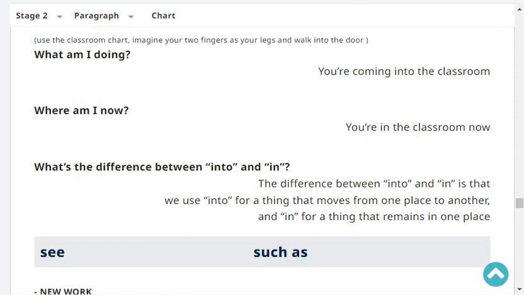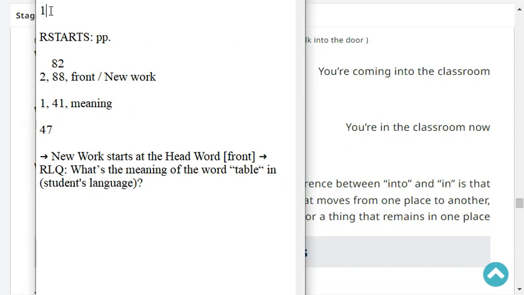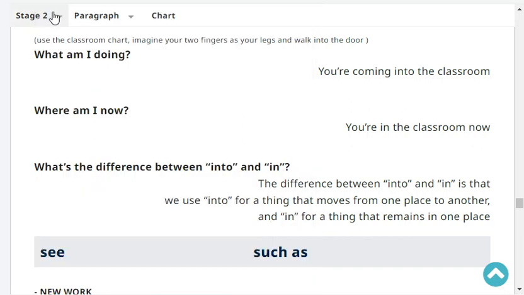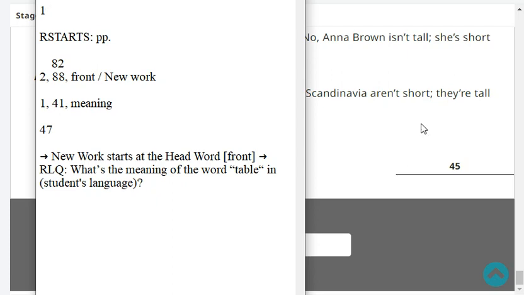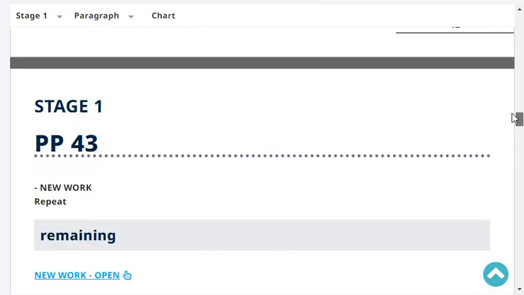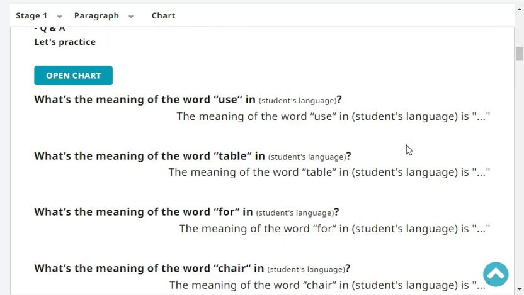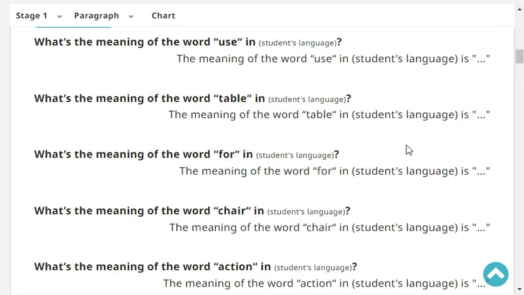Okay, so now let's move on to reading. Our reading is at stage 1, page 41, and our last head word was meaning. Start at the question: what's the meaning of the word table in Japanese?